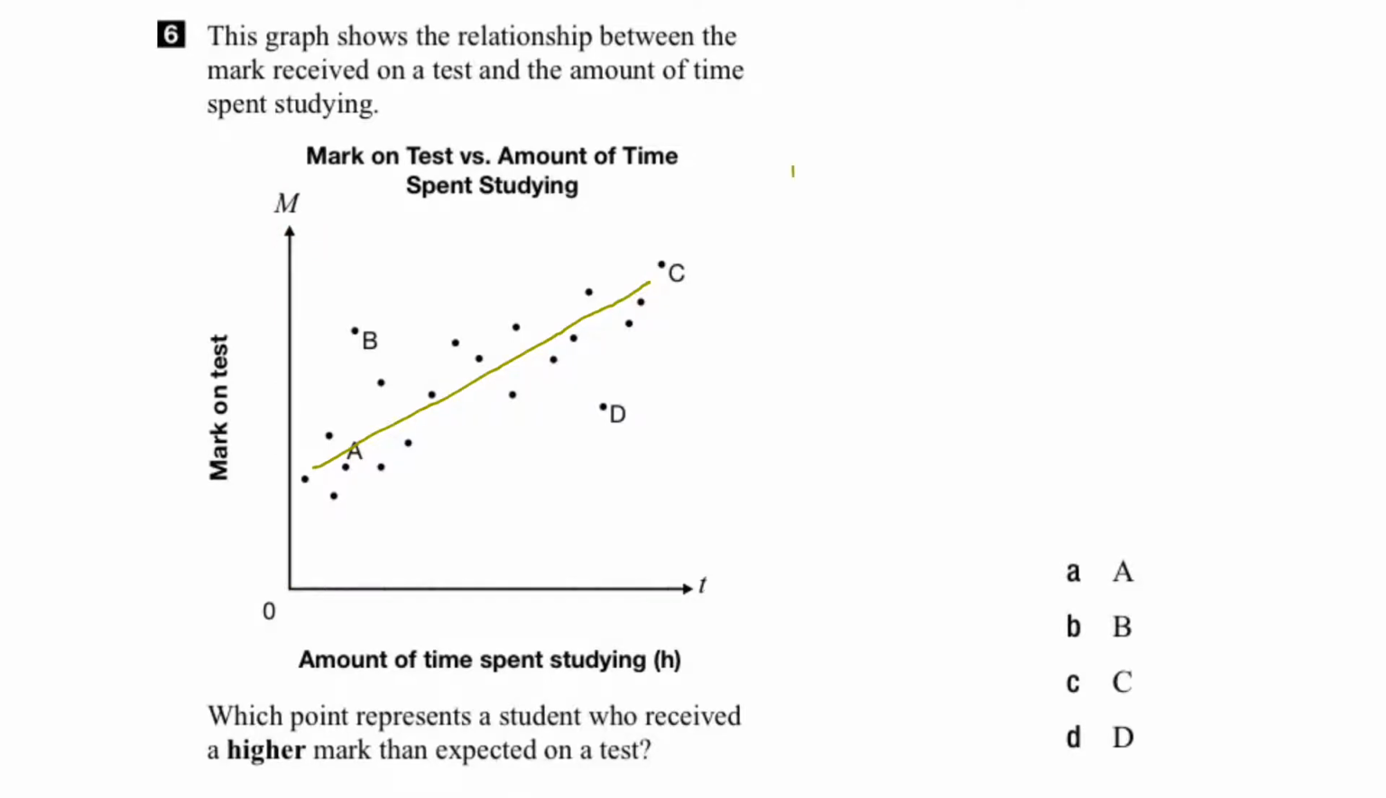So our assumption here is that this is a linear relationship. And the expectation is the longer you study, the higher your mark will be. So if you increase the amount of time studying, you will also increase your mark. So these two are directly proportional. Now what we have to determine is which point A, B, C, or D represents a student who received a higher mark than expected on a test.